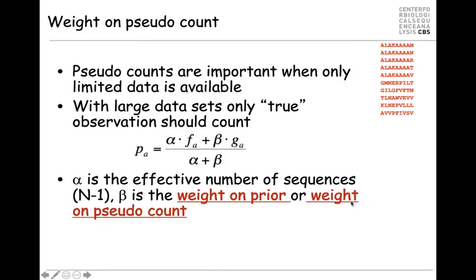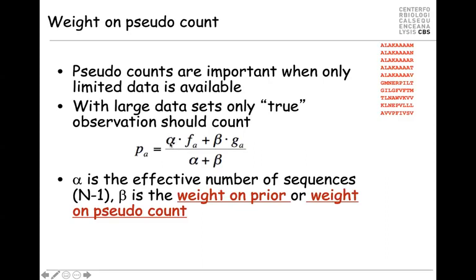So now you have the so-called pseudo frequency value here. You have the observed frequency for all the amino acids in the given column, and you want to find a way to combine them. You take this weighted average: alpha times the observed frequency, plus beta times the pseudo frequency, divided by alpha plus beta.